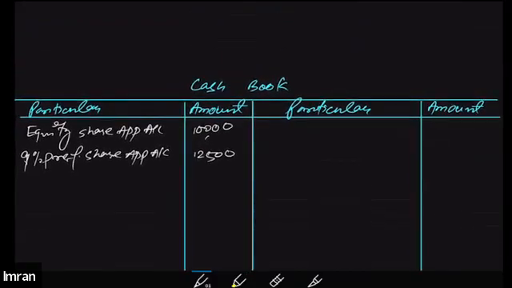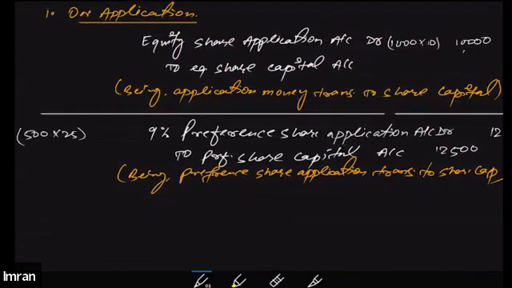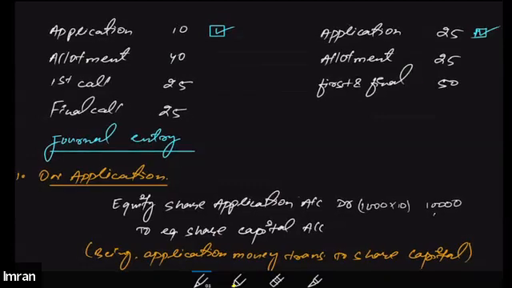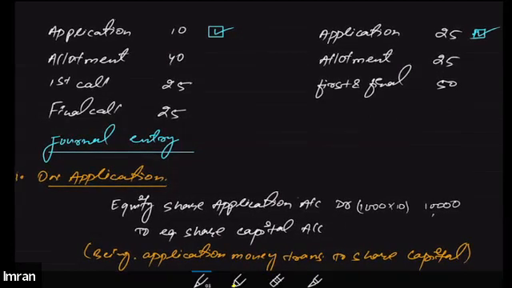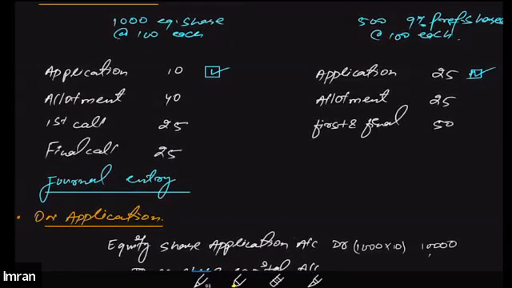Got it, everybody? Is it clear, all of you? Yes. Is it clear, everyone else? Please tell me if it is clear or not. Yes, sir. Okay, so guys, since we are already out of time, I'm giving you the remaining part as homework. You need to pass the journal entry for the allotment, for the first call, and for the final call, for the equity and preference share, and accordingly prepare the cash book for this question as well. I hope you will be able to solve this question.